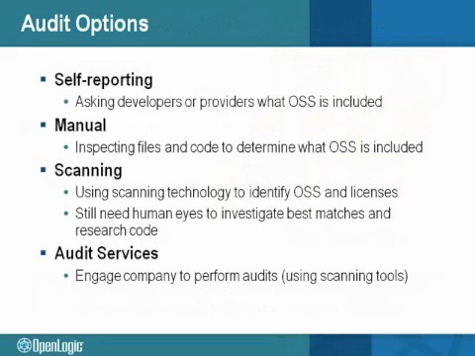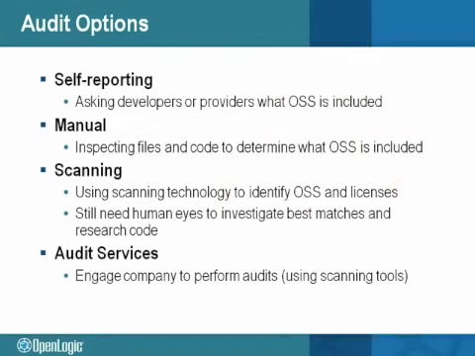Now how do you do this? How do you find out what open source software you have? You can just ask your developers or providers what open source software is included. That sounds pretty easy. Why wouldn't I just do that? Well, there are some problems with this. First of all, developers or providers might forget the things they included. Developers are under deadline. They might bypass policies to get the job done.